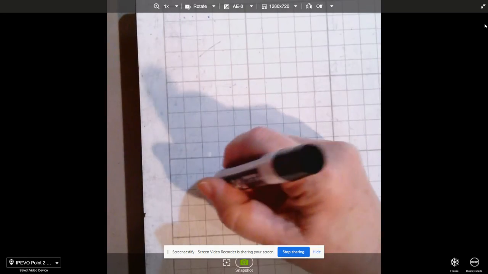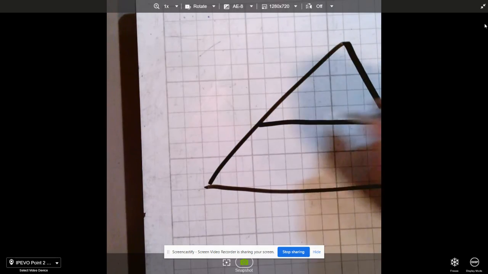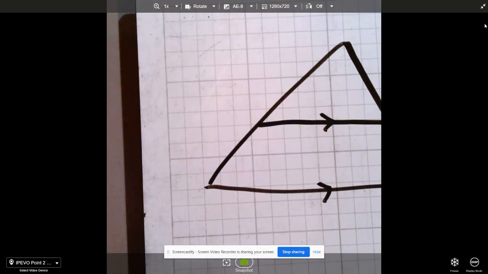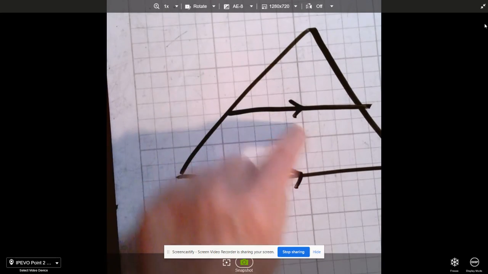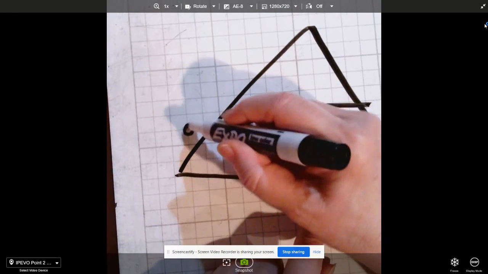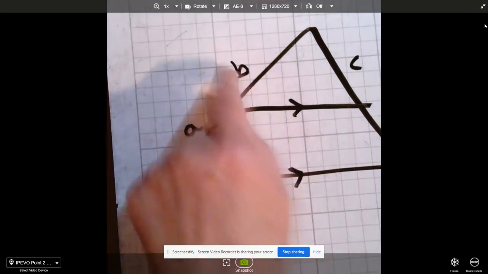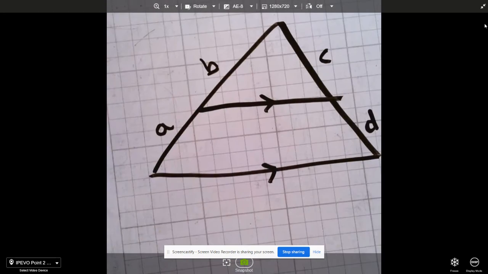Then there's this thing called the side splitter theorem. The side splitter theorem says that if you have a figure and these two lines are parallel, so this is parallel to this side, then it'll break these sides up, like if I called that A, B, C, D, it would break these sides up so that they are proportional.